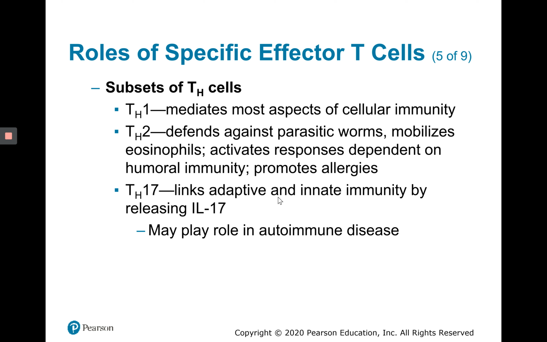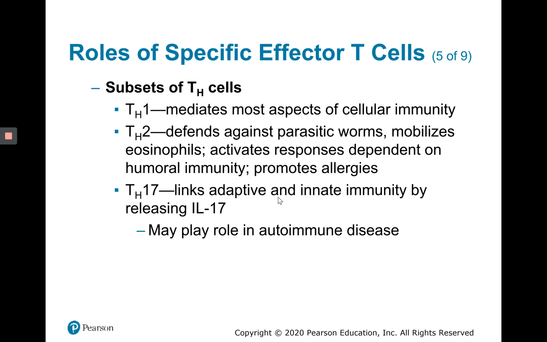There are also subsets of T helper cells like T helper 1, 2, and 17, and they do play a role in autoimmune diseases or promoting allergy or defending against parasitic worms or mobilizing eosinophils, but it's the T helper 1 that mediates most aspects of cellular immunity.